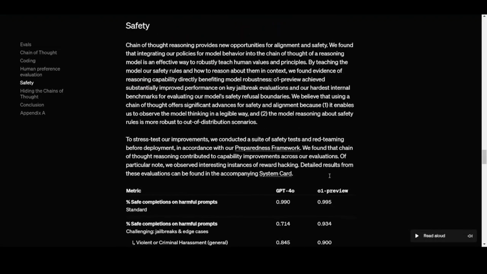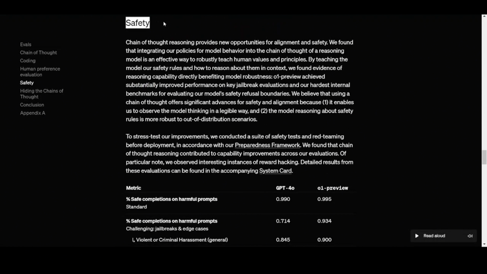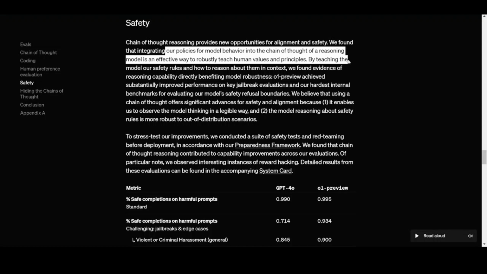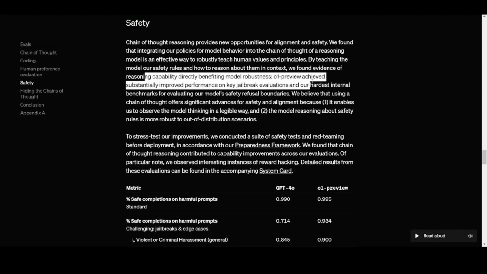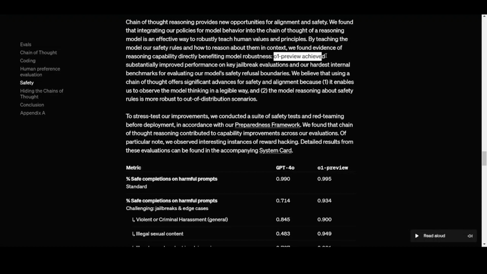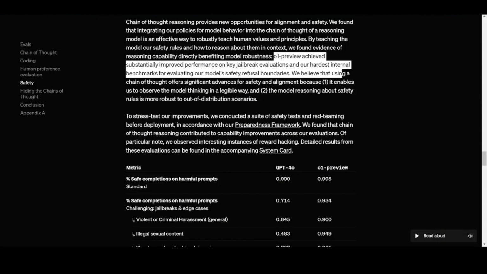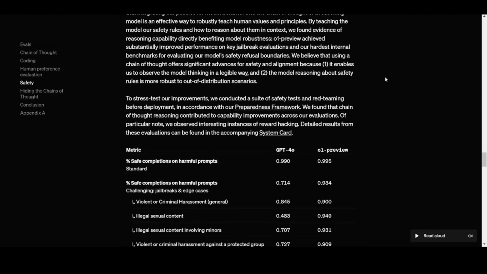Safety is another area they touched on, and it appears that chain of thought reasoning offers new approaches to tackle the alignment problem. They found that integrating their policies for model behavior into the chain of thought of a reasoning model is an effective way to teach human values and principles. By teaching the model safety rules and how to reason about them in context, they found evidence of reasoning capability directly benefiting model robustness. O1 Preview achieved substantially improved performance on key jailbreak evaluations and their hardest internal benchmarks for evaluating the model's safety refusal boundaries.